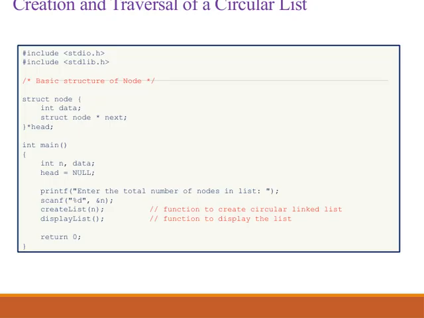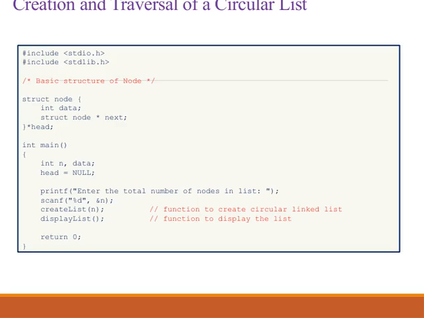Now, let's take a closer look at how we create and traverse a circular list. First, we define our basic node structure, which includes an integer data field and a pointer to the next node. This structure is the foundation of our linked list. In the main function, we start by initializing the head pointer to null, indicating that the list is initially empty. We then prompt the user to enter the total number of nodes they want in the list.